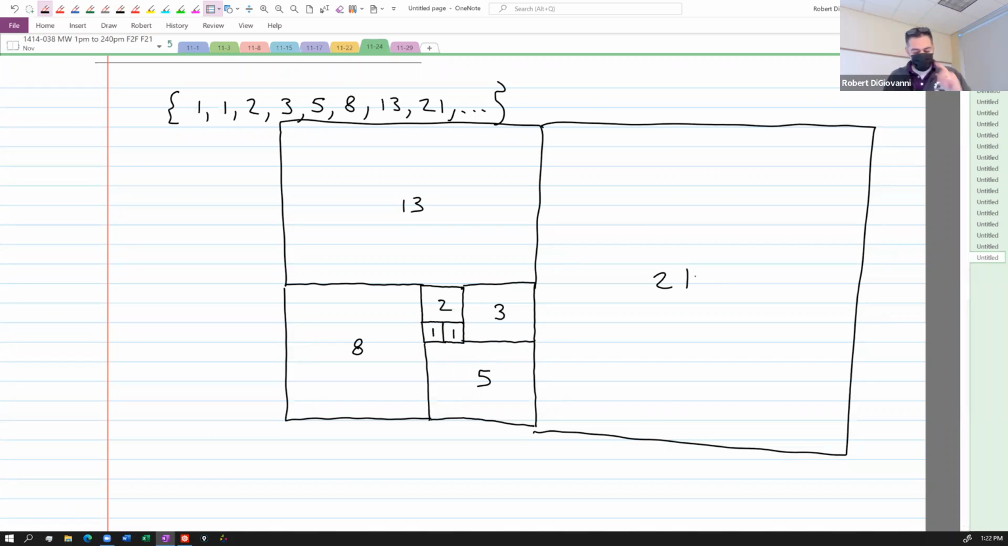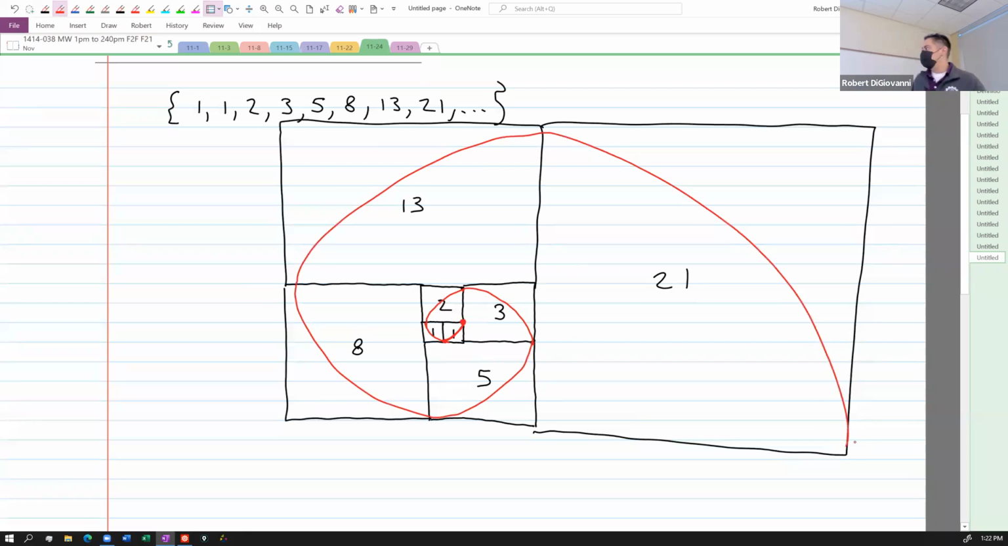So the way you work now is you start with that first square and you put a dot in the top right corner of that first square we drew. And then I'm going to connect across the square with an arc, a curve. And then I'm going to connect across that one with a curve, and then across this one with a curve, and this one, and this one, and this one, this one. And you get what's called the golden spiral.